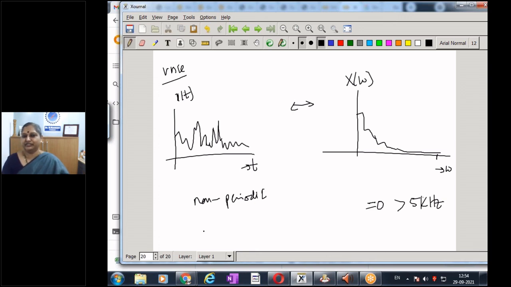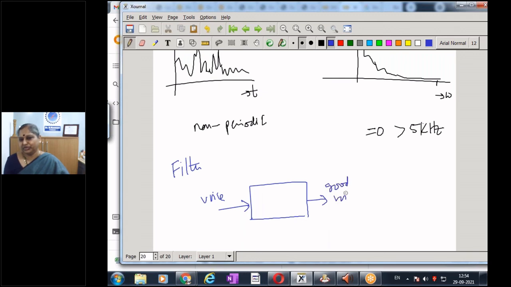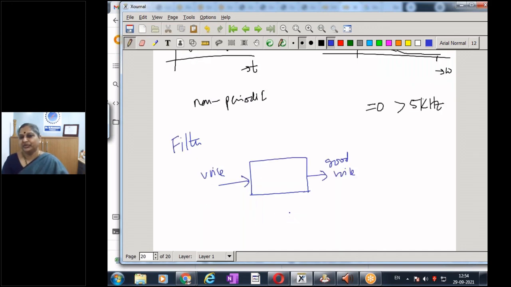Suppose you want to design a filter. There is some background noise. Let us say filter design. You record my voice, and there's a lot of background noise, and you want my voice to get filtered and a good voice to come out. So will you pass it through a low pass filter or a high pass filter? And what will be the cutoff frequency of the low pass filter?